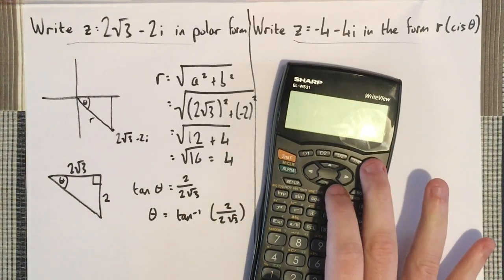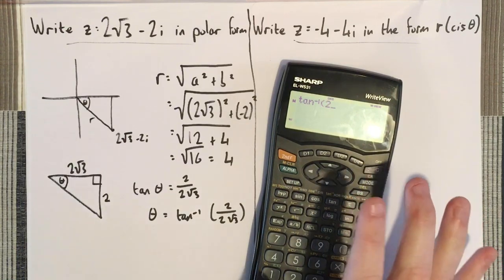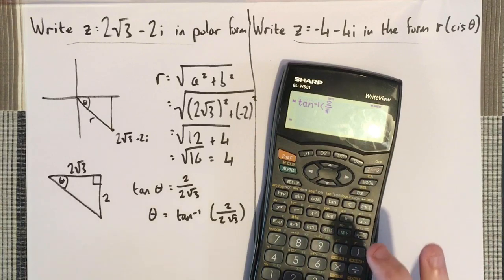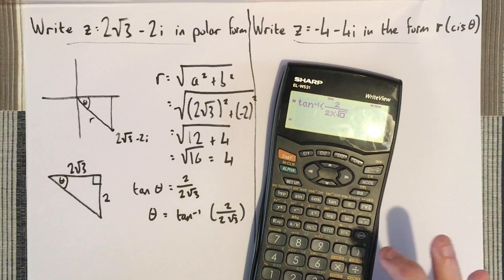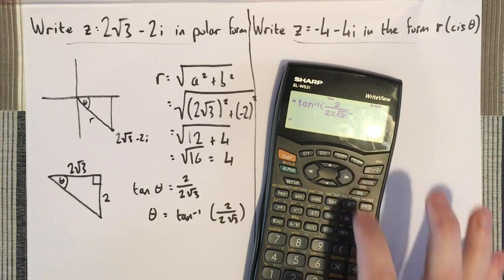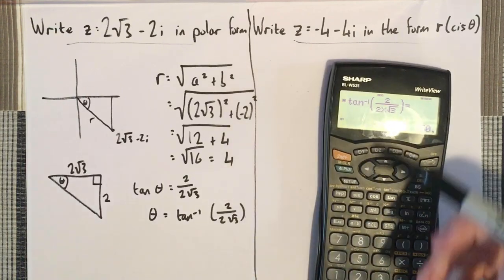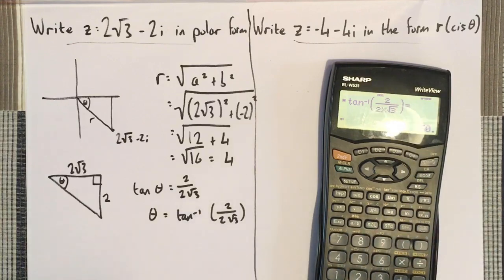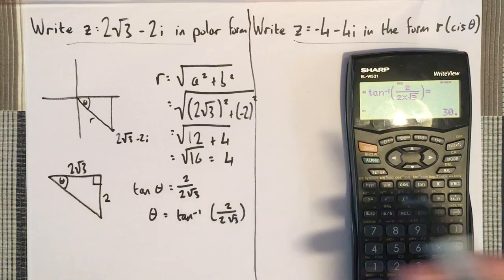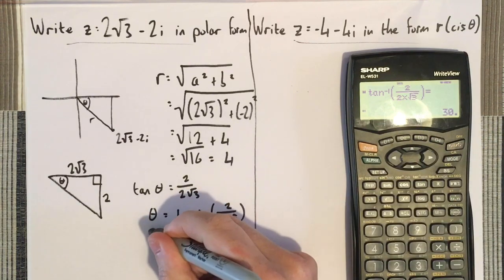So tan inverse of 2 over 2 times root 3 is 30. Just putting in the multiplication sign there because I can't remember if this is one of those things, but sometimes the calculator doesn't like it if you just do 2 root 3, it doesn't interpret it as multiplication. So just sometimes put it in to be safe. Anyway, 30 degrees is our angle.